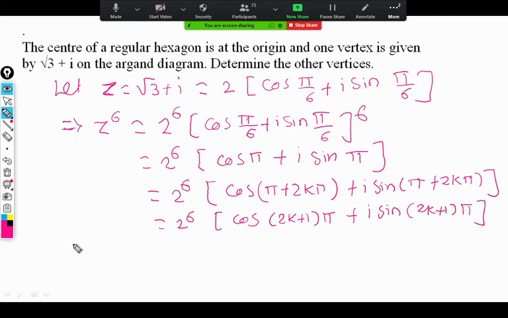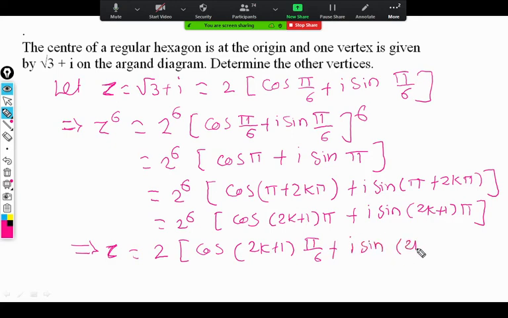And now taking again raised to 1 by 6, z equals 2 raised to 6 raised to 1 by 6, which is only 2, and by de Moivre's theorem this will become cos of (2k plus 1) pi by 6 plus i sine (2k plus 1) pi by 6, where k should take the values 0, 1, 2, 3, 4 and 5. Now you can check whether we are getting all 6 vertices of this regular hexagon.